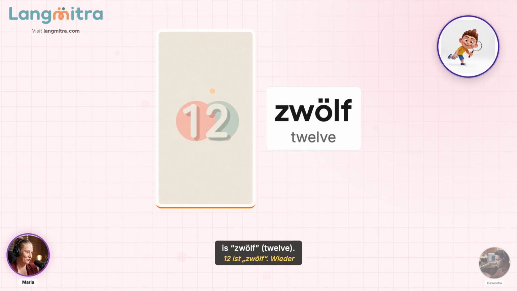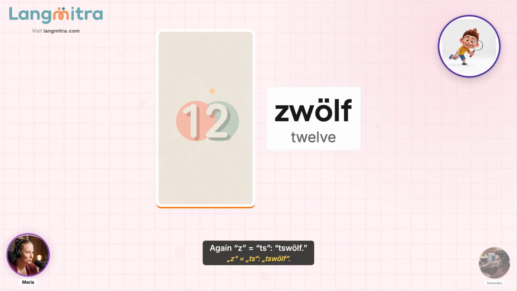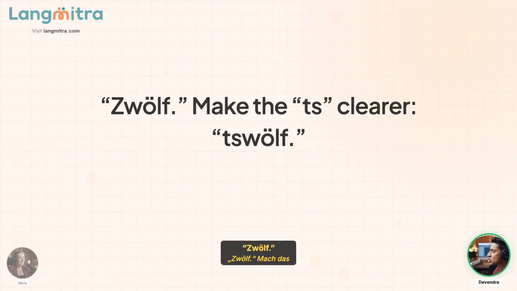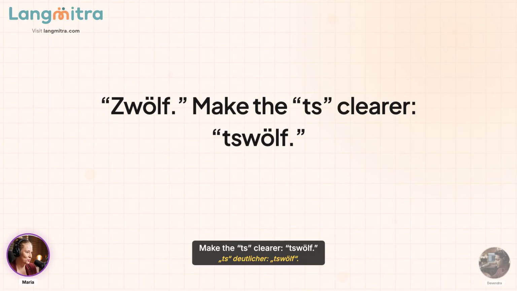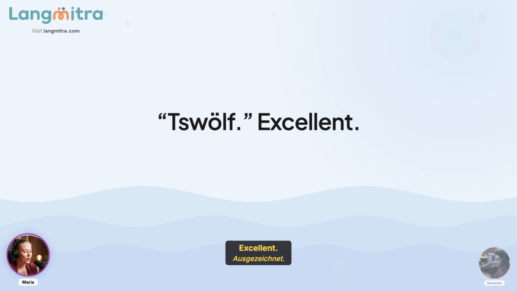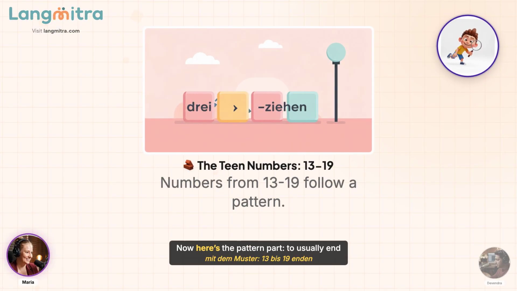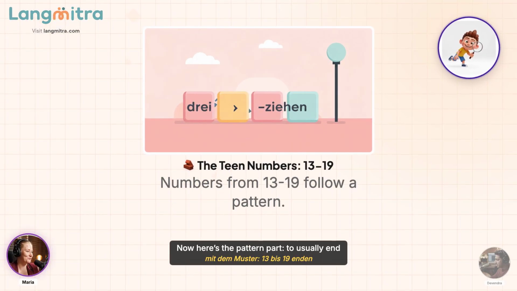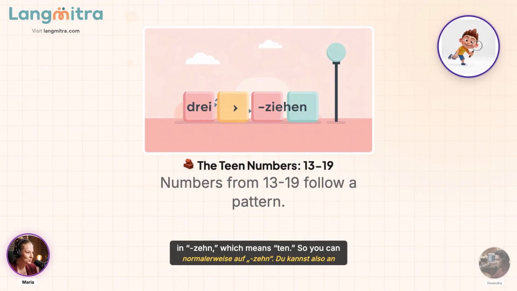Elf. 12 is zwölf. Again, Z equals ts, zwölf. Zwölf. Make the ts clearer. Zwölf. Zwölf. Excellent. That's 0 to 12. Now here's the pattern part. 13 to 19 usually end in zehn, which means 10.